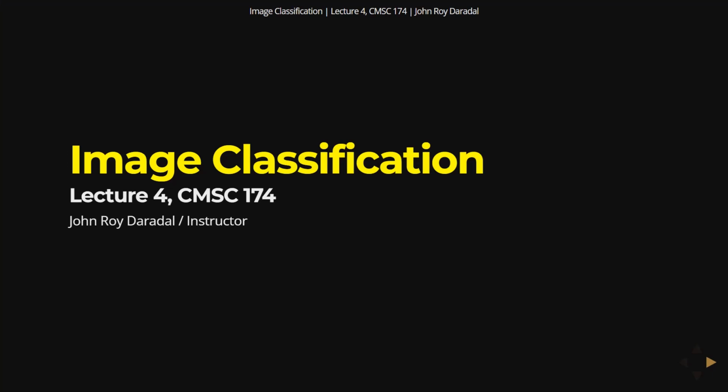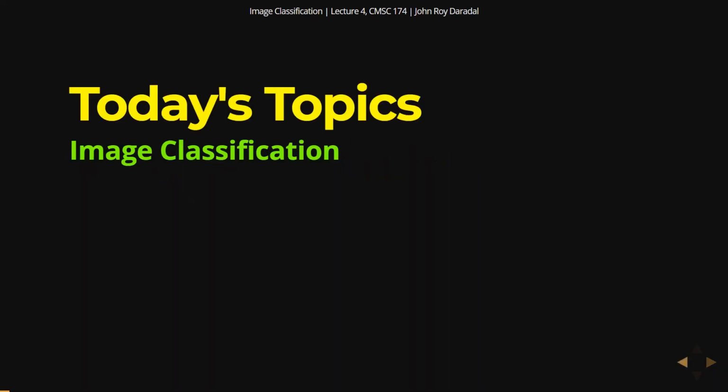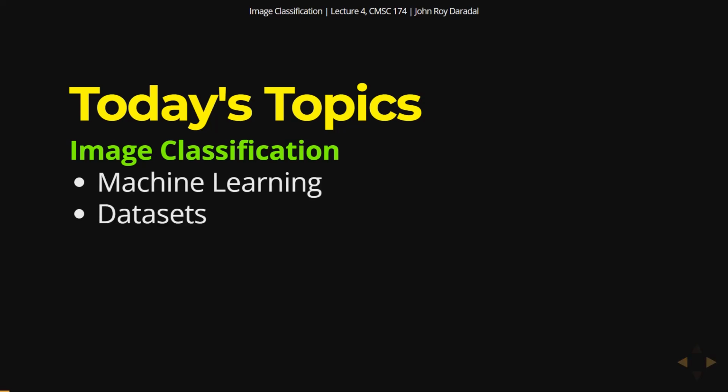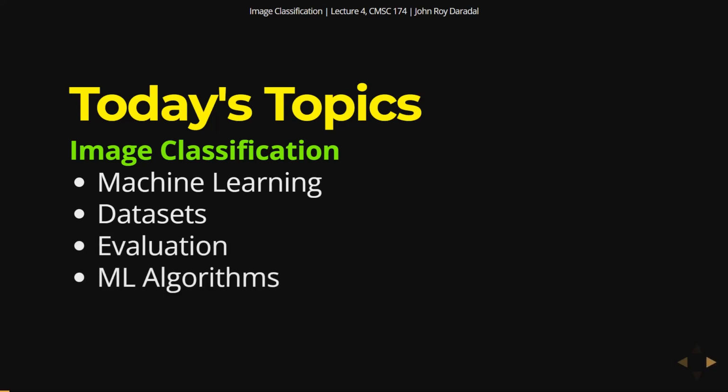Hello everyone, this is Lecture 4 of ComSci 174, Image Classification. In this video, we will discuss image classification. We will introduce machine learning, the importance of datasets, how to evaluate classifiers, and we will also look at some machine learning algorithms. Okay, so let's start.